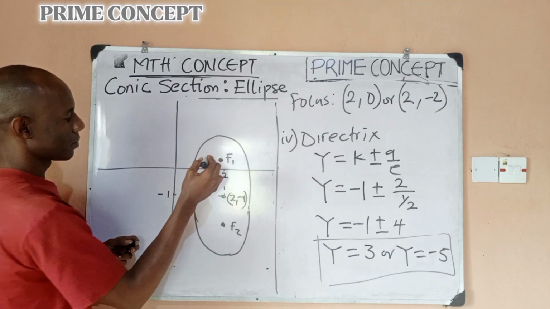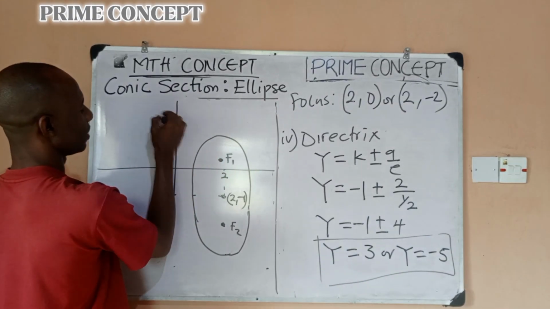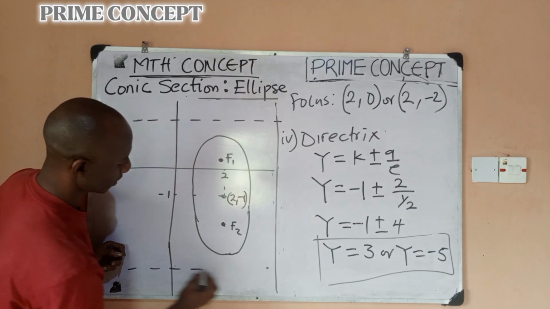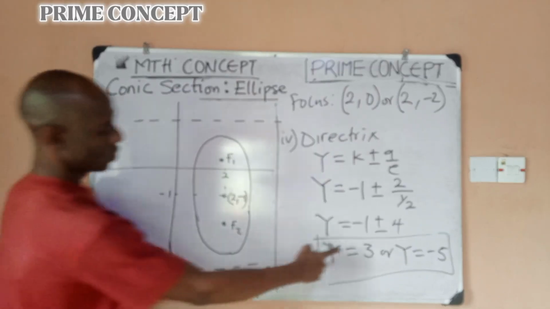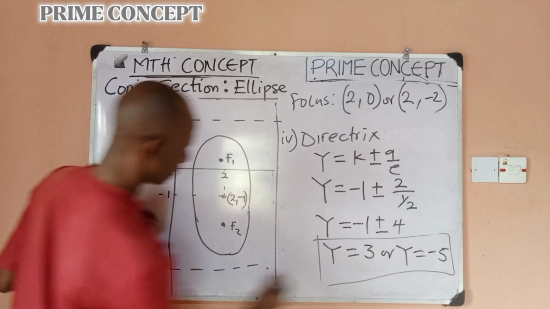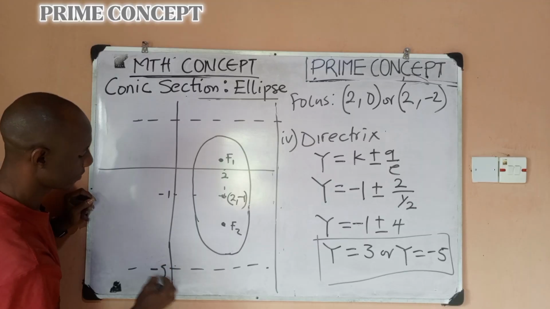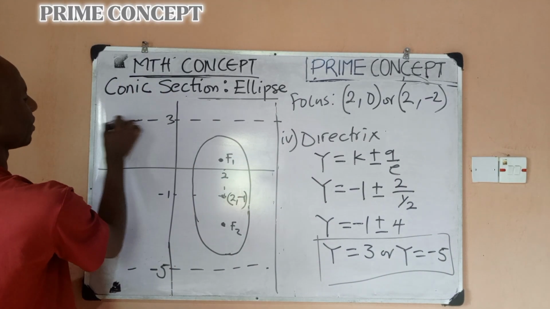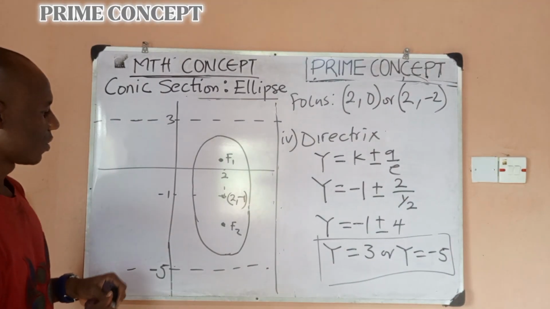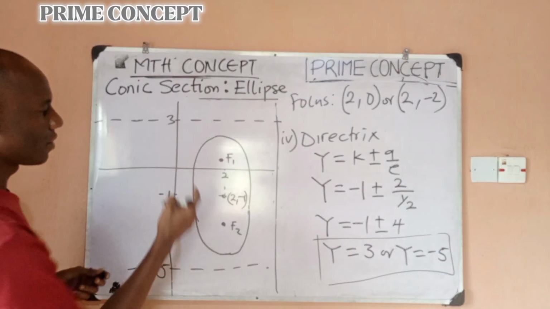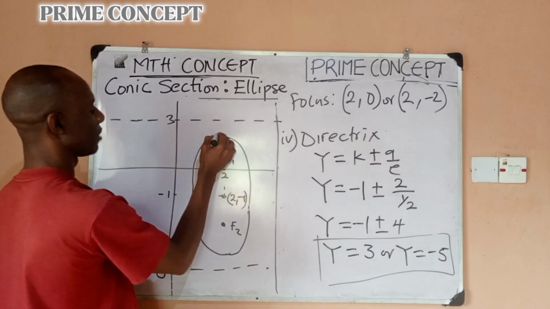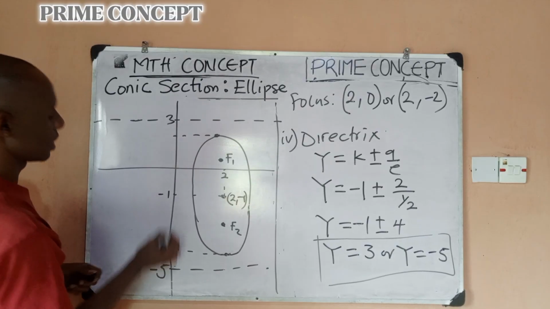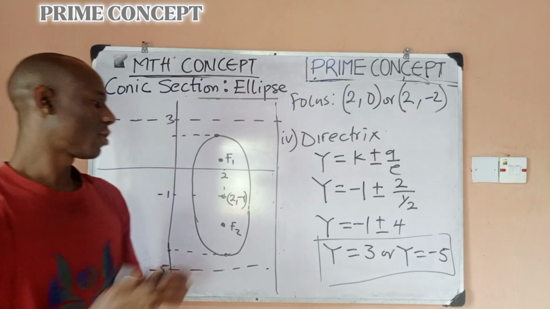And then my directrix is going to be like this and like this. My directrix has values of negative 5 and 3. So this is the equation of my directrix. What else are we supposed to get? Okay, we have the focus, then we have our vertex. I can't remember the value, but this is our vertex. Trace this. The value you have here is our vertex, right? So this is a rough sketch for this ellipse.